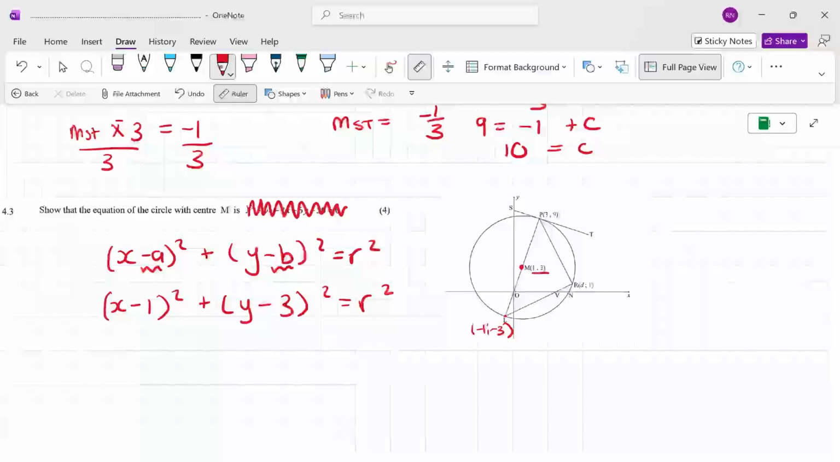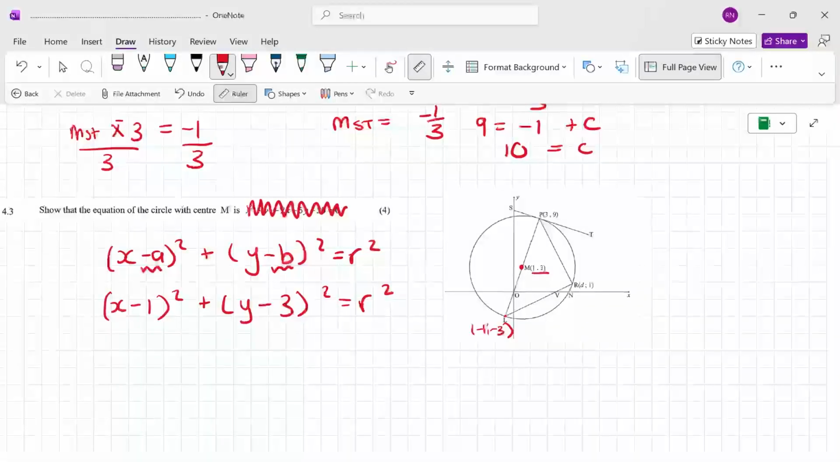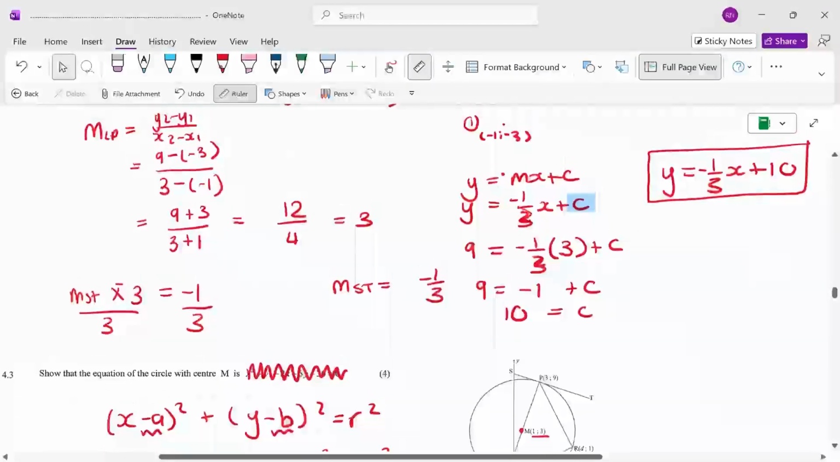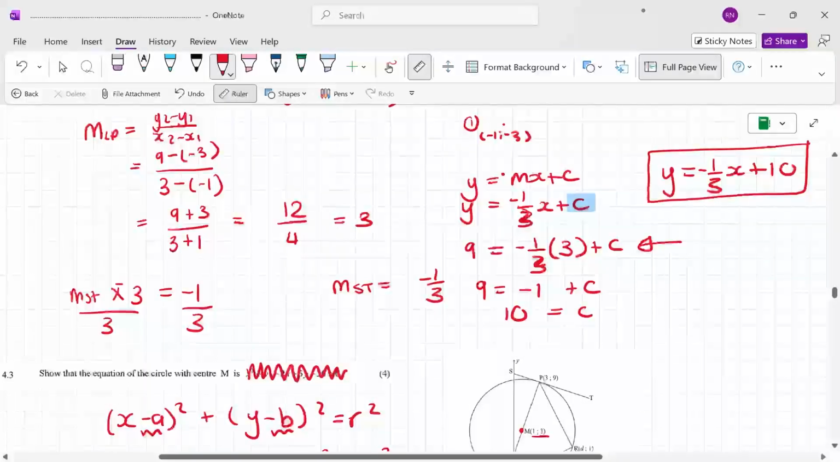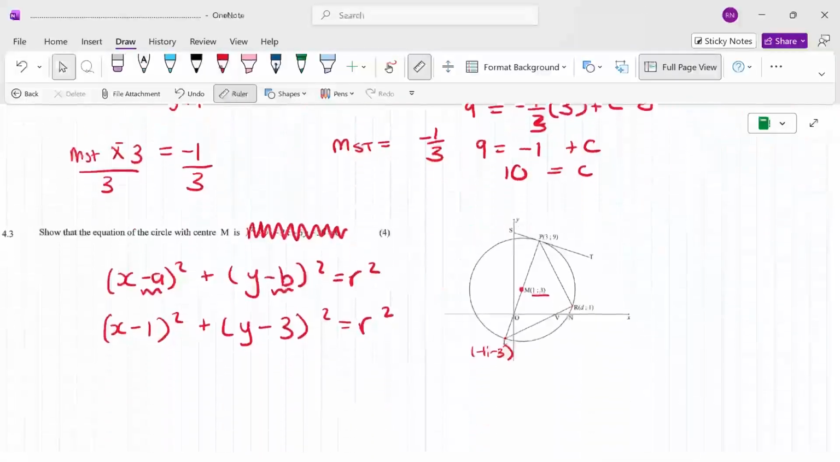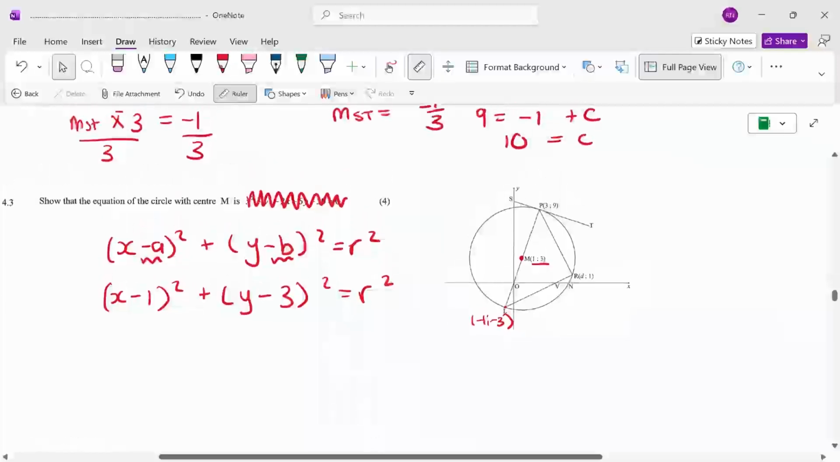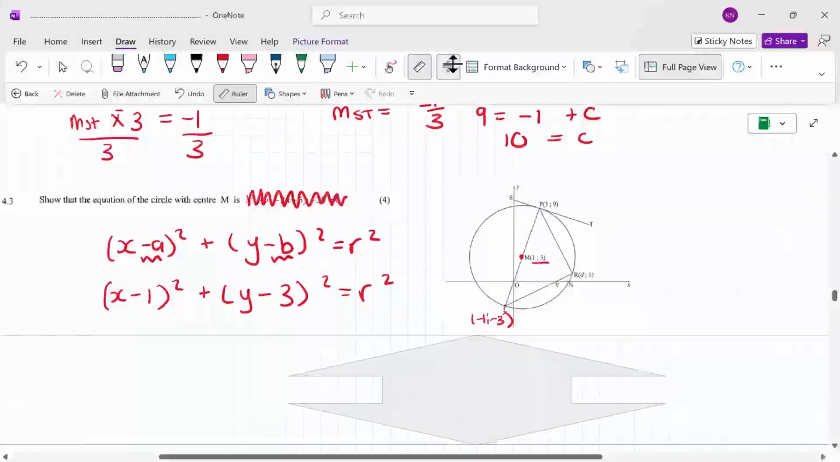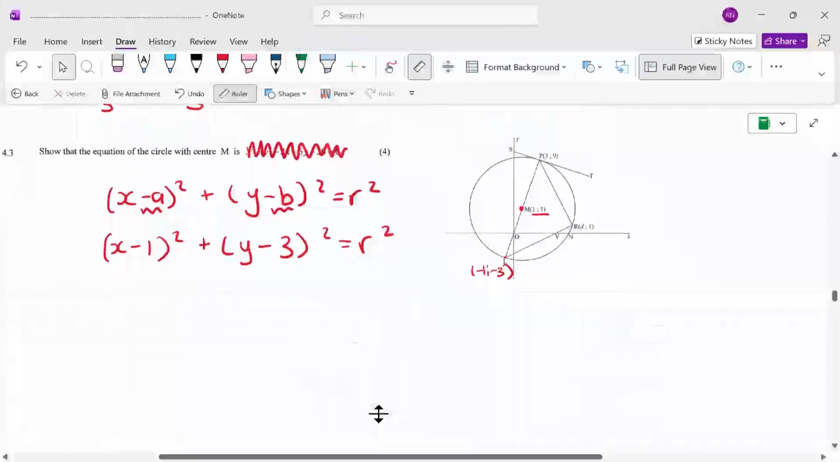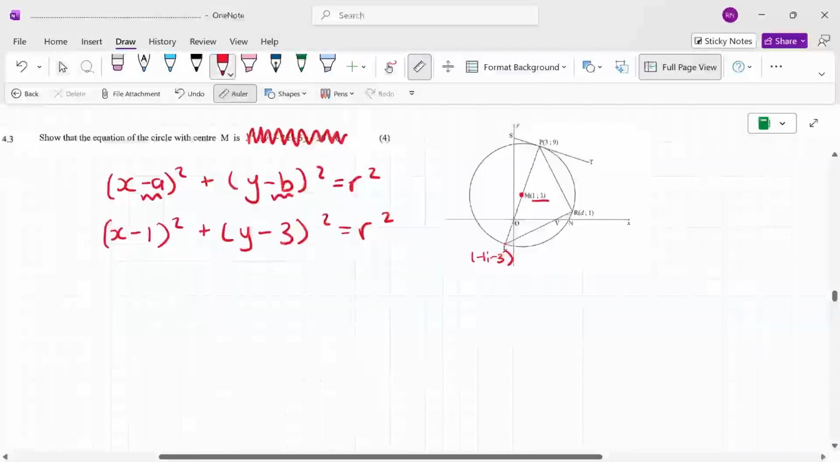But we can find it similar to how we found c in this case, right? Here to find c, we substituted in a point x and y, the x and y values for a point. We can do the same here to find my missing r. So let's substitute in 3 and 9, so this point P that's on the circle.